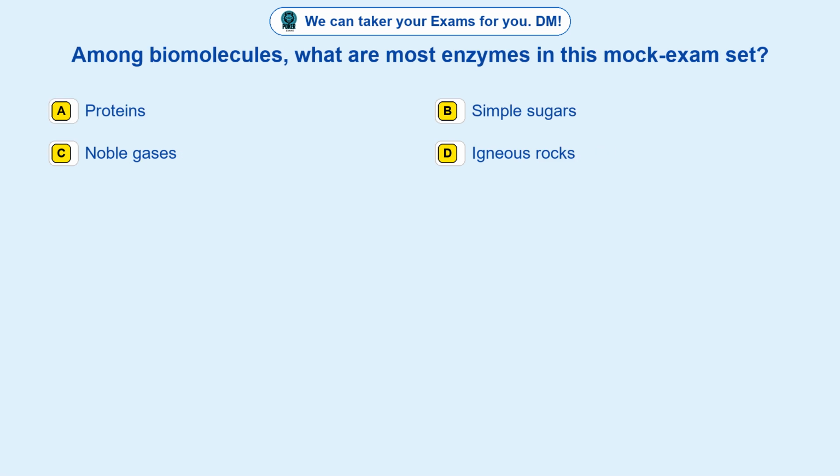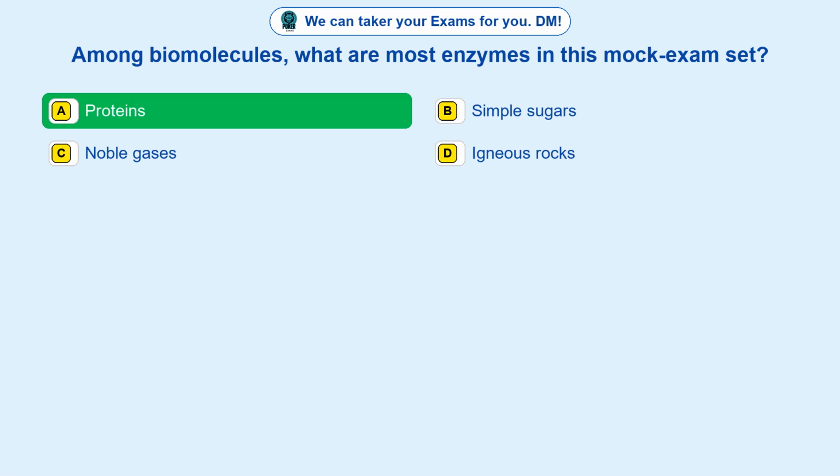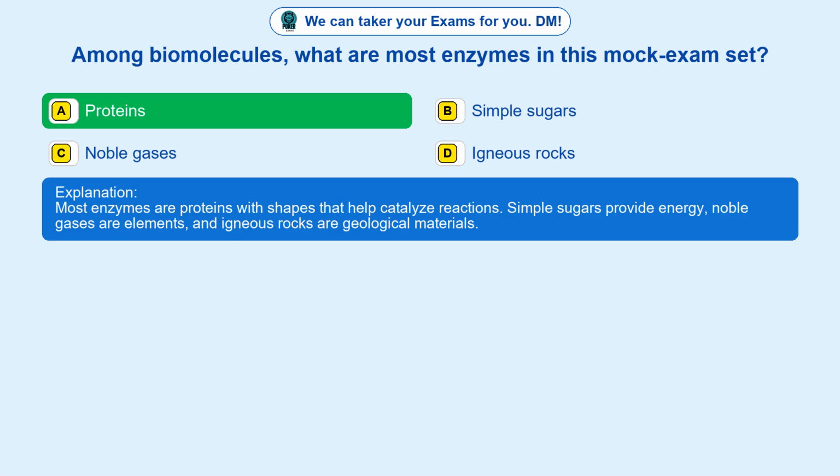Question 30. Among biomolecules, what are most enzymes in this mock exam set? Option A, proteins. Option B, simple sugars. Option C, noble gases. Option D, igneous rocks. The correct answer is option A. Proteins. Most enzymes are proteins with shapes that help catalyze reactions. Simple sugars provide energy, noble gases are elements, and igneous rocks are geological materials.